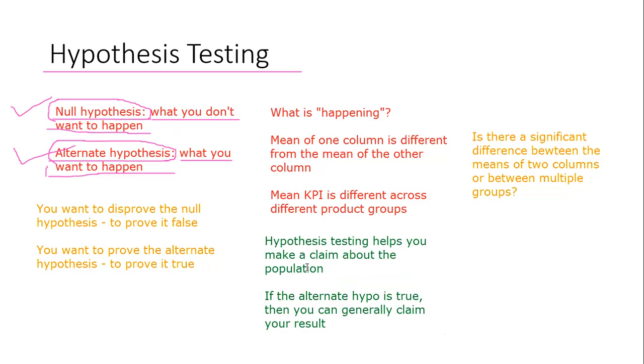I need to make a claim about the population because uske bagair mein, I can't talk about the validity of my data. I can't talk about the validity of my claims. Okay. How do I do that? I do that by statistical hypothesis testing, in which I have a null hypothesis and I have an alternate hypothesis. I want to prove the alternate, I want to disprove the null hypothesis. Is this thing clear up to now? Any questions?